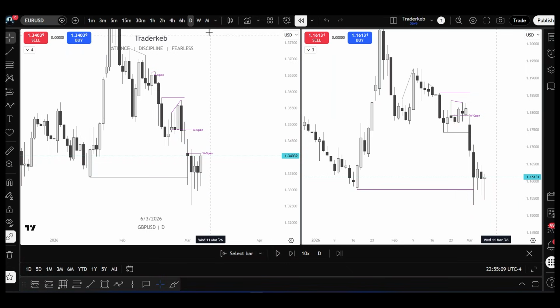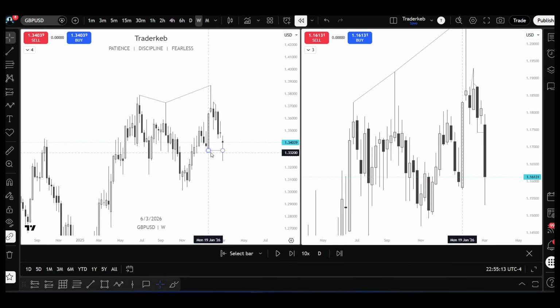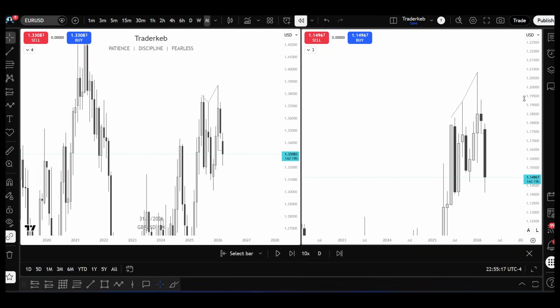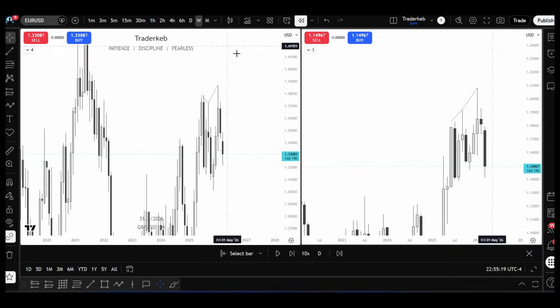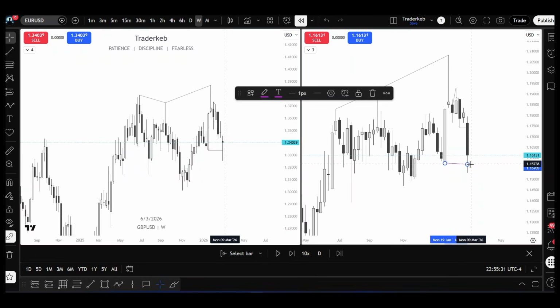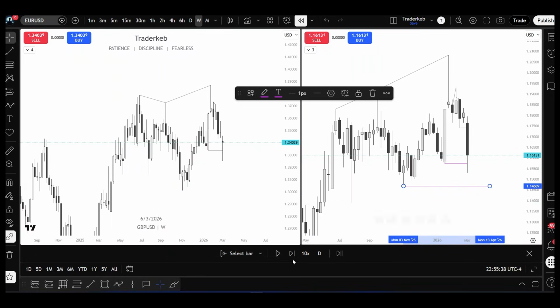So let's take a look at how the next week formed. Now we have delivered into this draw on liquidity. It might be a monthly key level, to be honest, I don't know. Let's see, and we still have this one. So it's either we reverse from this low, or we take this low, right? Going into this next week. Let's see how the week formed.